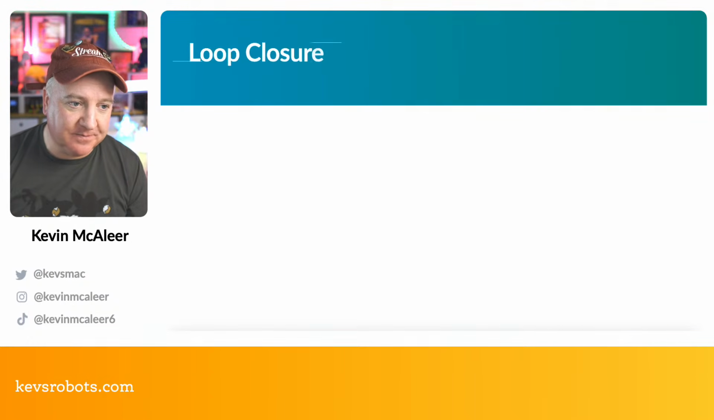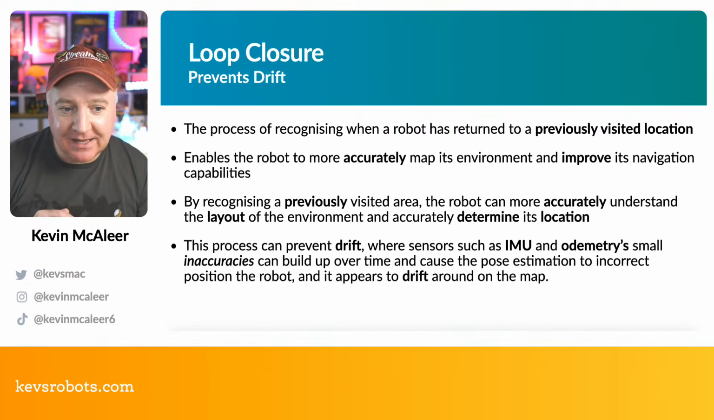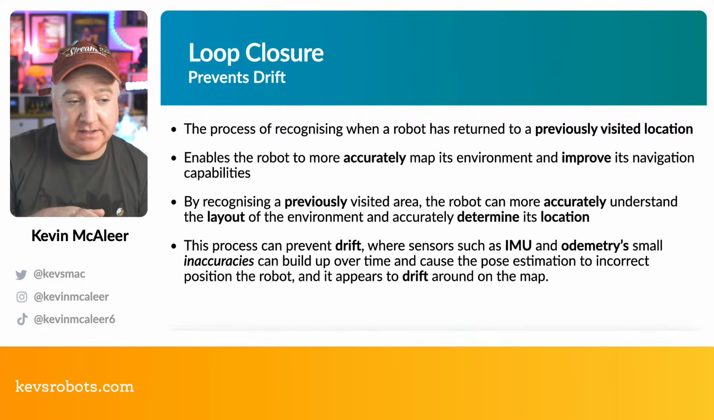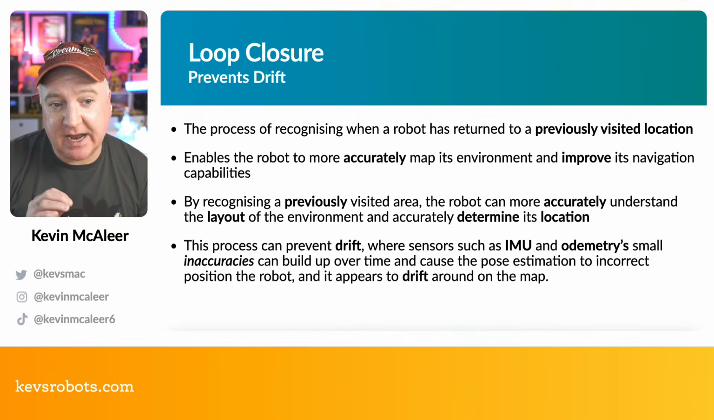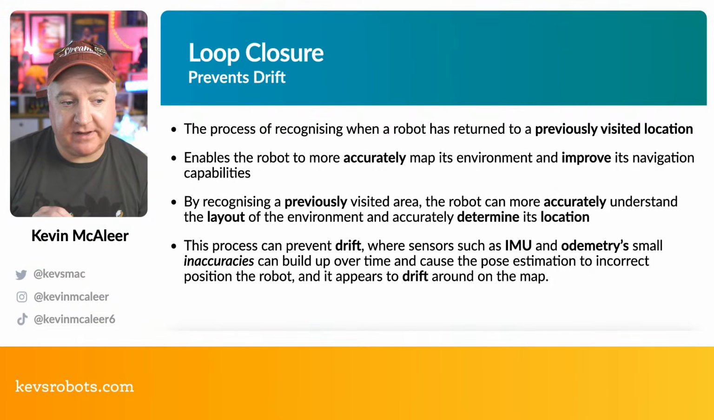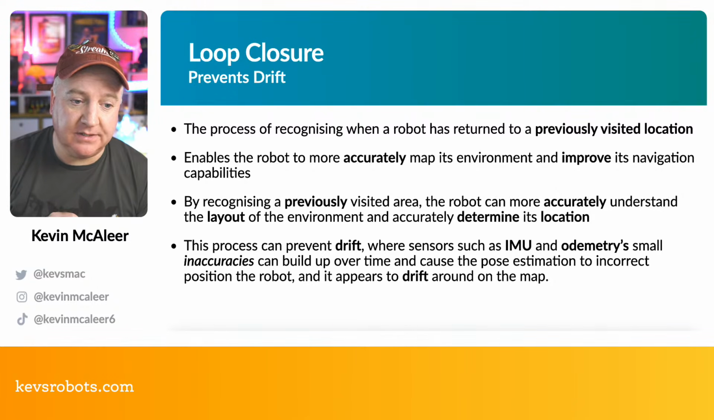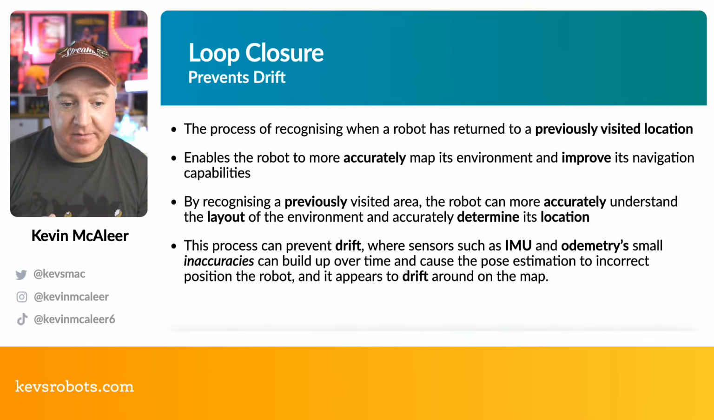So that's pose estimation. Loop closure, like we said, prevents the drift. Did I get those two wrong before? Bundling and loop closure. It's the process of recognizing when a robot has returned to a previously visited location, which enables the robot to accurately map the environment and improve its navigation capabilities. By recognizing the previously visited area, it can more accurately understand the layout of the environment and determine its location.